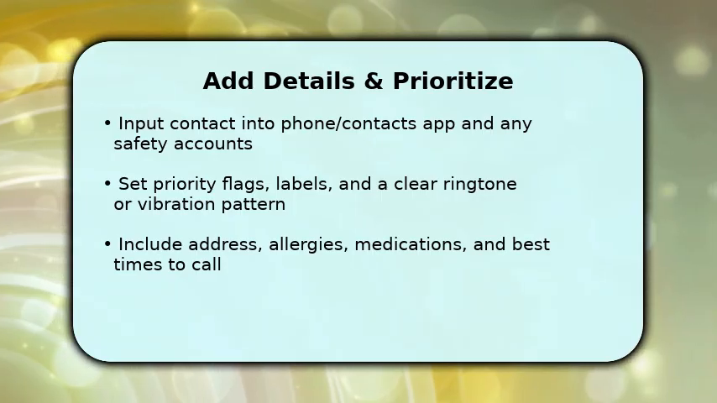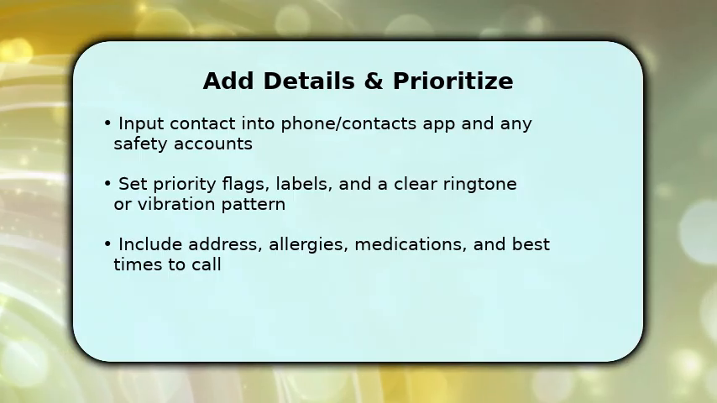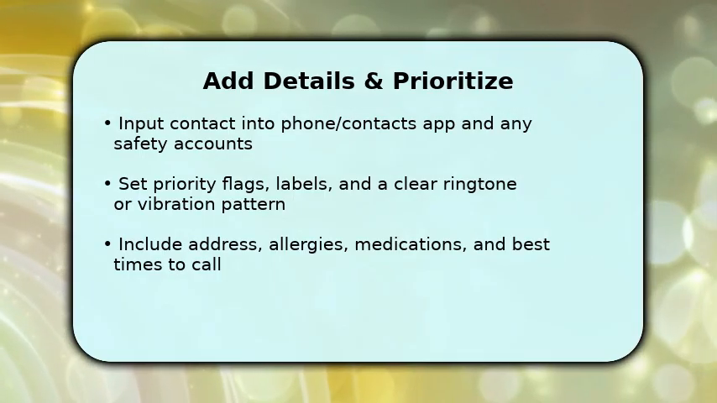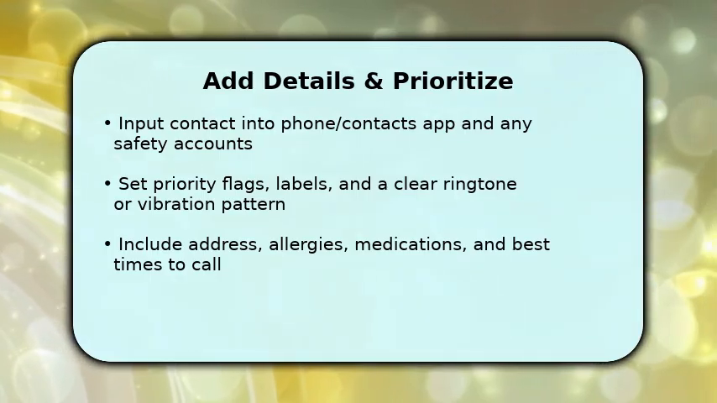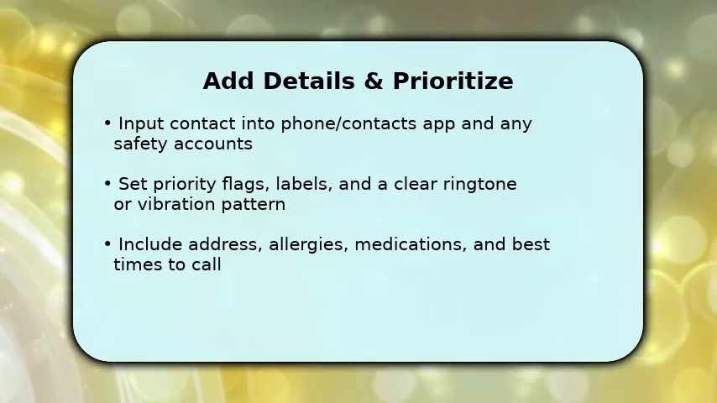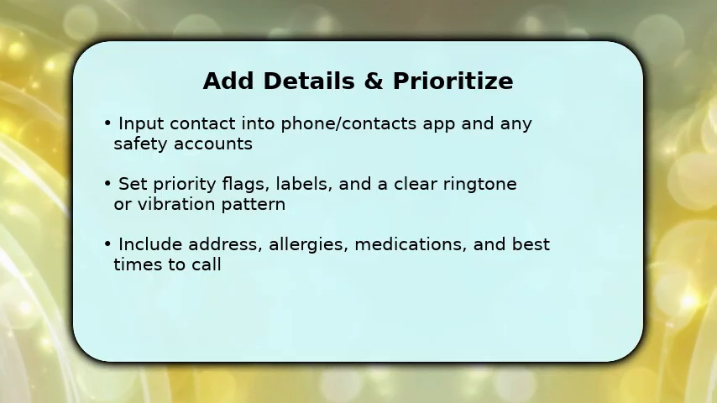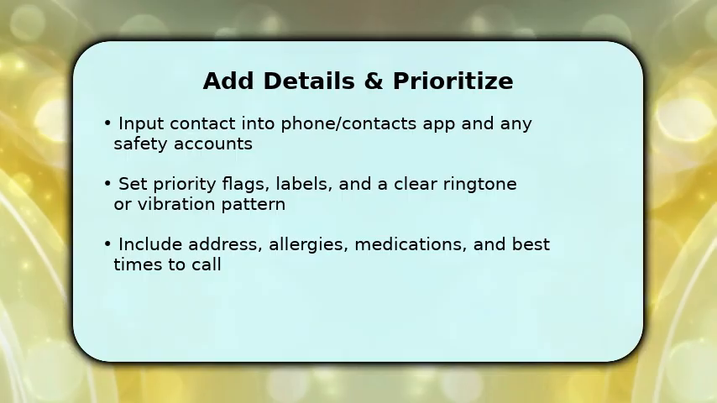While entering data, set a priority flag or label so the contact appears first in an emergency view. This makes retrieval faster. Also add explicit details: address, allergies, current meds, and best call times, because specificity reduces delay. Finally, assign a distinctive ringtone or emergency vibration, so you instantly recognize calls from that contact, even in noisy situations.